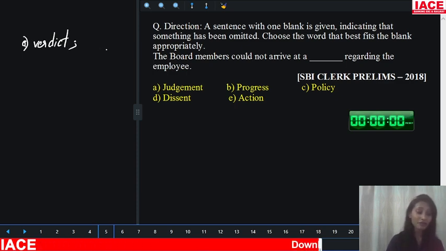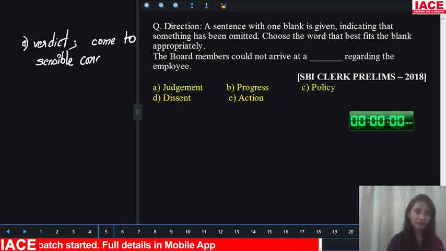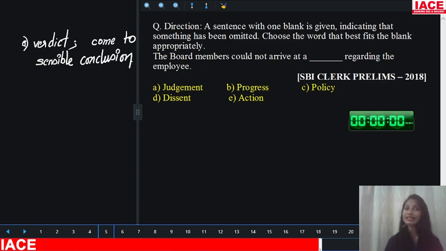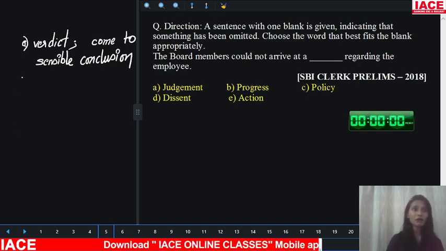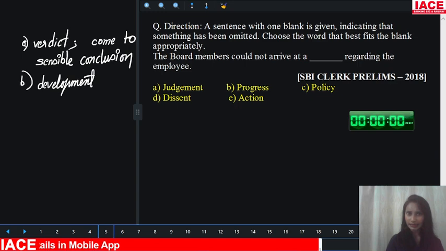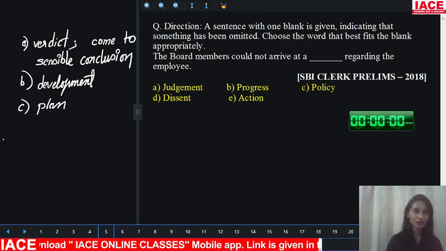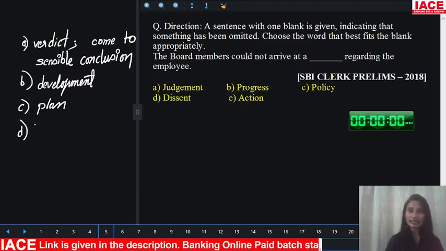Judgment also has a different meaning. That is, come to a sensible conclusion. So that is the meaning of judgment. So before filling, let's learn the meanings of our remaining words. Here option B, progress. Progress means development. So is there any progress in your learning? Development. Next option C, policy. Policy is nothing but a plan. Health policy, health plan, life policy, life insurance policies, right. Next, D, dissent. Dissent means disagreement.